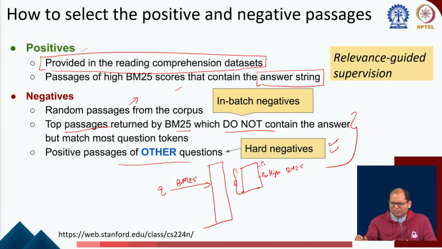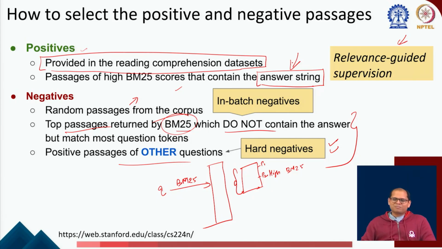This particular thing is also known as relevance guided supervision, because you did not have a ground truth passage available to you, but you use some relevance to find out what is relevant. I mean BM25 as an approximation, and on top of that you use the answer string. That is how you can create a dataset, train the models, and fine-tune the BERT encoder, and then use that as the first step.